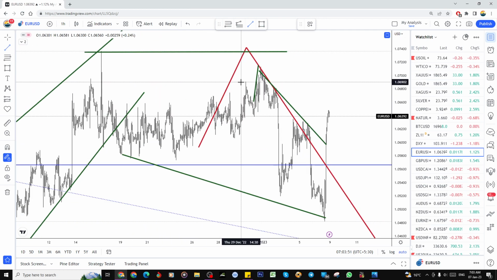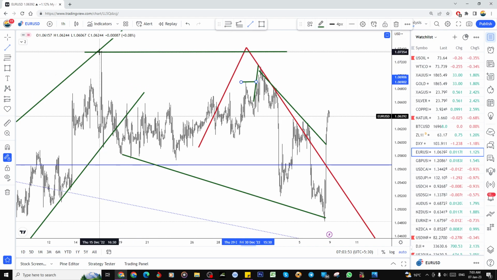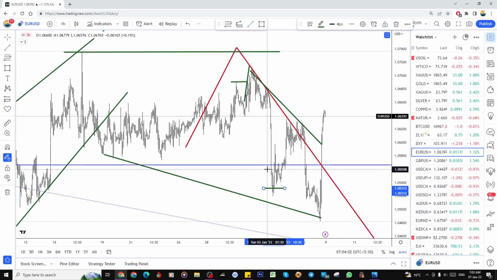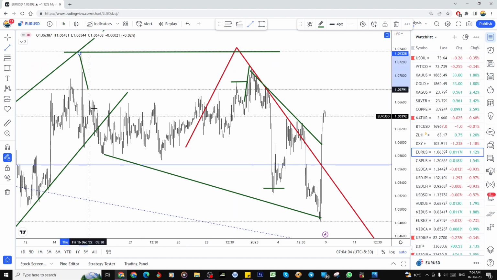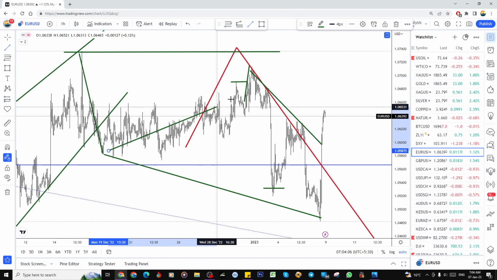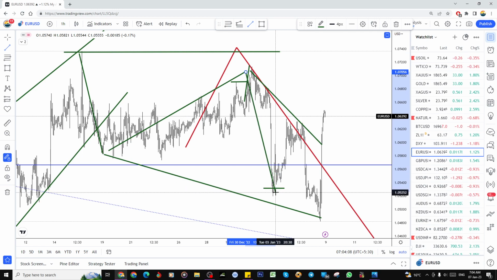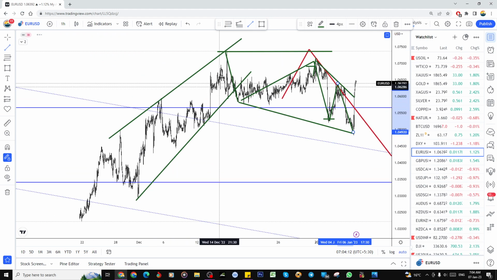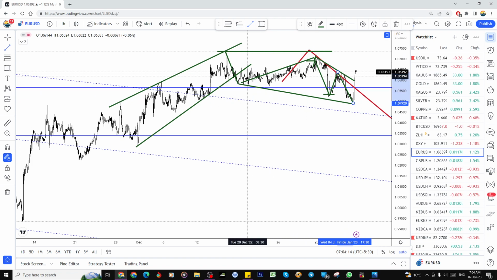I shorted the market here, placed the stop loss here, and I booked the profit here. Later onwards, it is in the downtrend. So now it is looking like, see, look at this. This is the 1, this is the 2, this is the 3, this is the 4, this is the 5. So the 5 wave structure has got completed.